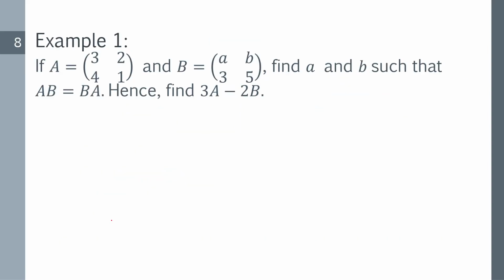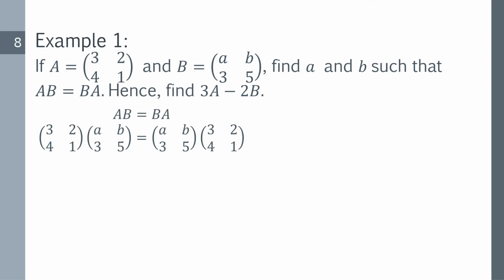Okay? Now we look at example 1. A is 2 by 2, B is 2 by 2. Find A and B such that AB equals BA. After that, find 3A minus 2B. So first, I let my AB equal BA, and I just write it here.